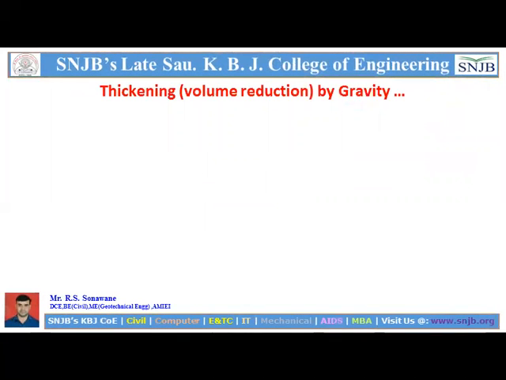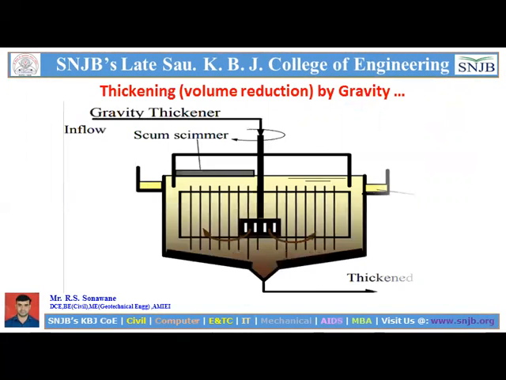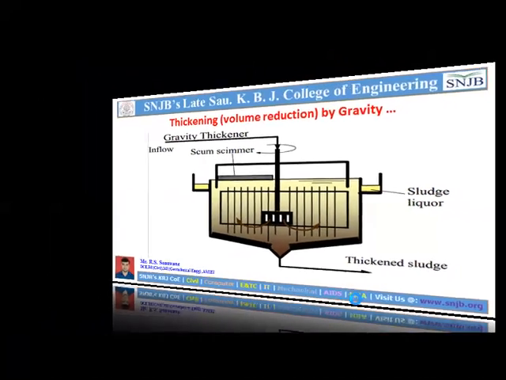For thickening by volume reduction through gravity, we can see a picture here. This is the inflow and the scum skimmer, and through these directions the liquid and the thick sludge will be removed. This is about thickening by gravity. The sludge can be stored here and thickened through this gravity flow.